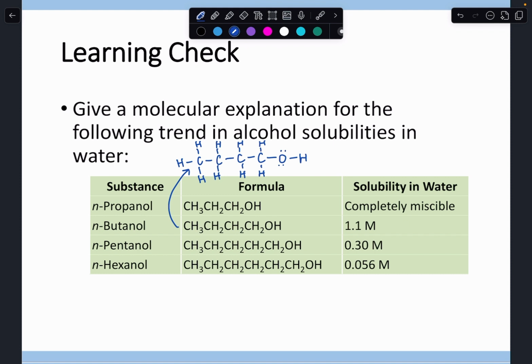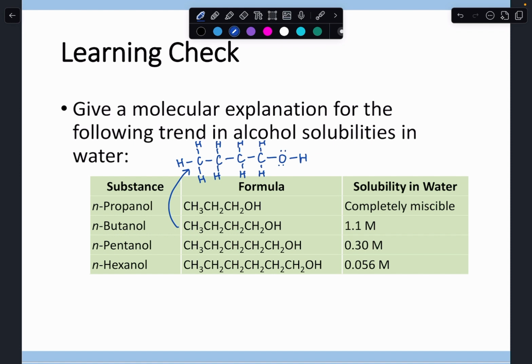As you go down this table, the substances increase in their nonpolar region, which makes the overall molecule less polar, which makes it less soluble in water. Or we can say as you go from bottom to the top of the table, a shorter hydrocarbon chain would result in a more polar substance. The more polar the substance, the more solubility it has in water.